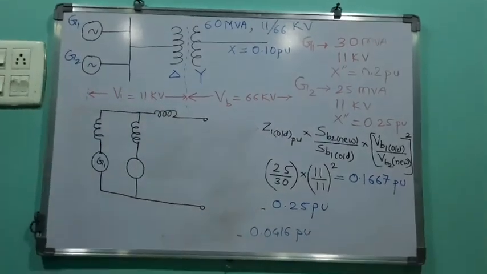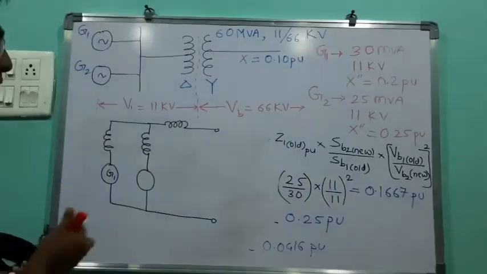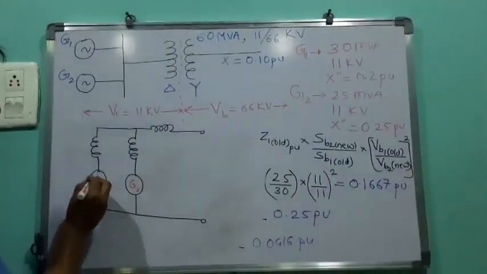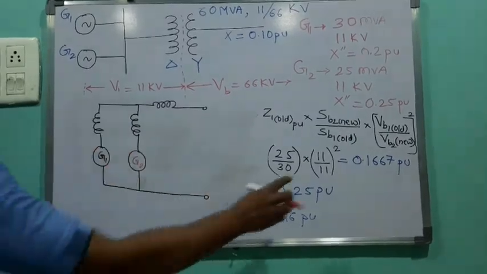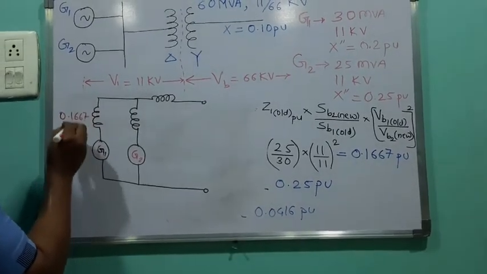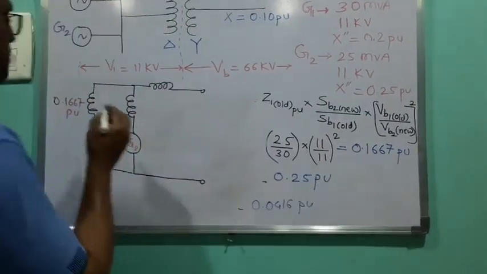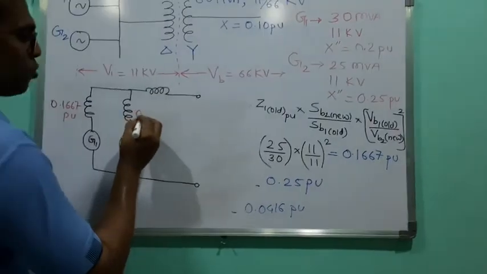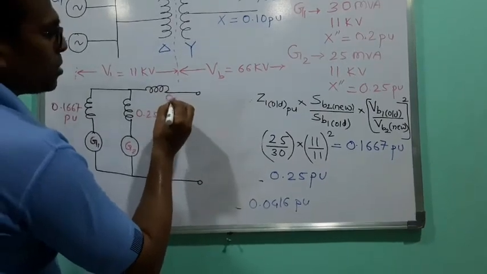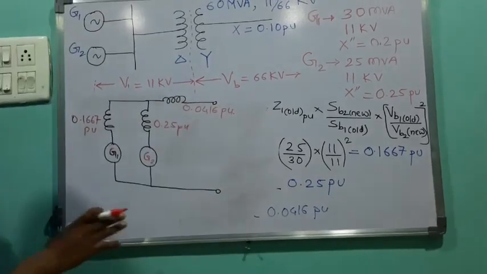So what is the value? Now you have to write, this is the reactance diagram. This is G2, this is G1. Now the reactance values. What reactance did we get? That is 0.1667. You will check the value, maybe some difference will be there in the values. Then this is 0.25 per unit, and this is nothing but 0.0416 per unit. So this is called a reactance diagram.